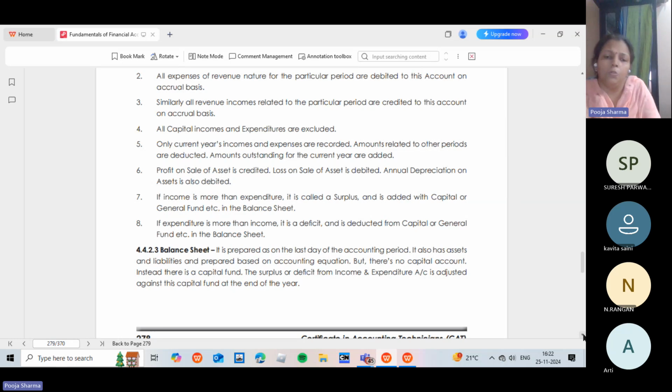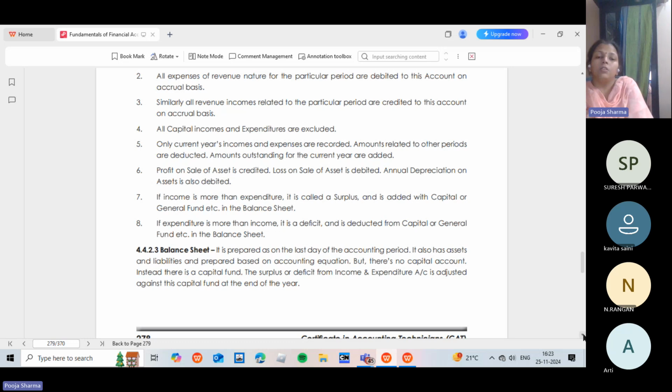Now the balance sheet, you all know. Still, we read it. It is prepared on the last day of the accounting period. For the year 2024, it will be prepared on 31st March 2024. All the cash transactions should be posted in it. All the assets and liabilities, the status of the entity, will be shown under the balance sheet. It is prepared based on the accounting equation. It means assets should always equal liabilities, but there is no capital account. Instead, there is a capital fund.